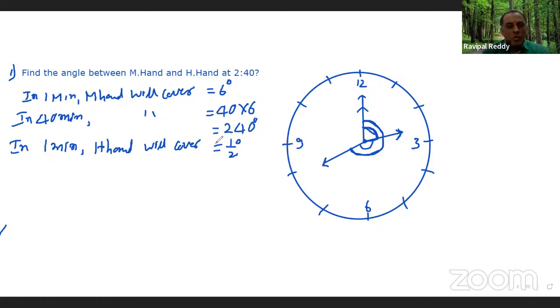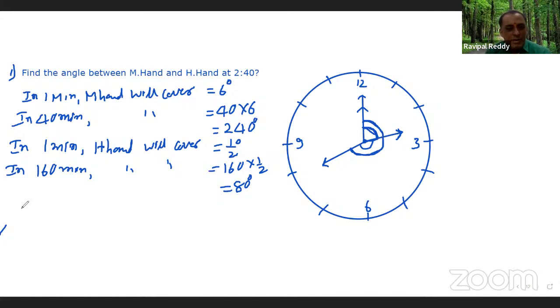So after 2 hours 40 minutes, the hours hand reaches the present position from 12. Converting hours to minutes, 1 hour is 60 minutes, 2 hours is 120 minutes, plus 40, 160 minutes. So in 160 minutes, the hours hand will cover 160 into half, which is equal to 80 degrees. Therefore, the angle from the baseline to the minutes hand is 240 degrees, and from the baseline to the hours hand is 80 degrees.